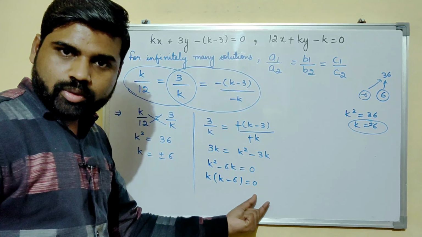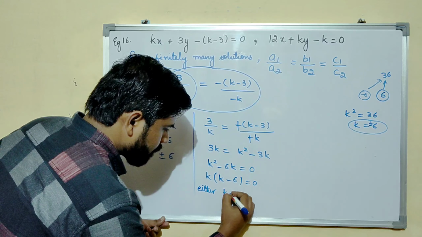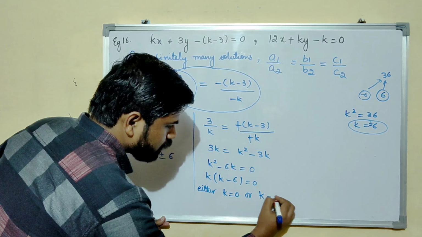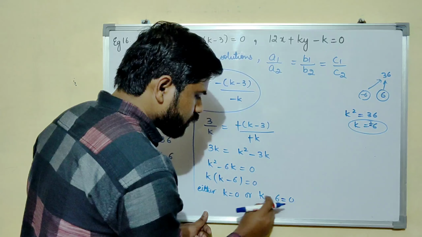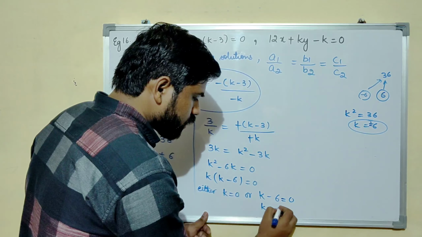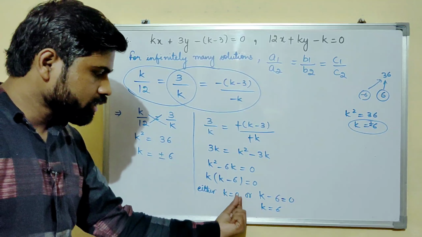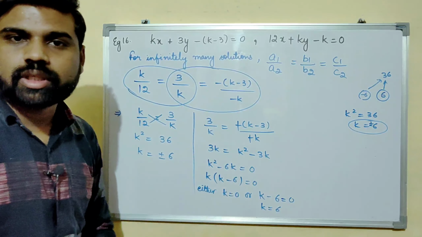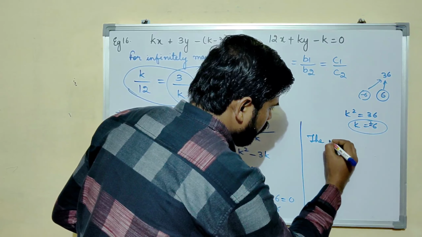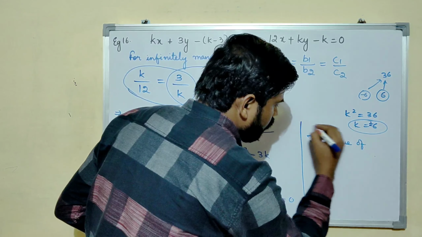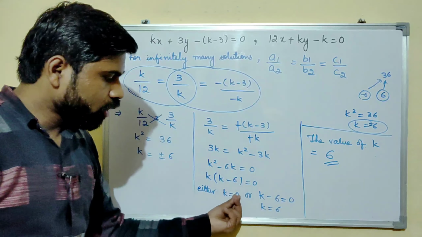The product is 0, that means either k equals 0 or k minus 6 equals 0. So it will be k equals 6. Now what is the common solution? Here it was plus minus 6 and here it is 0 and 6. The common solution is 6. That means the value of k will be equal to 6. It cannot be 0.